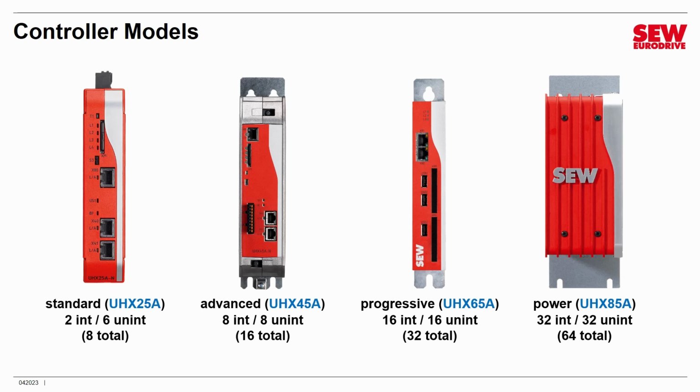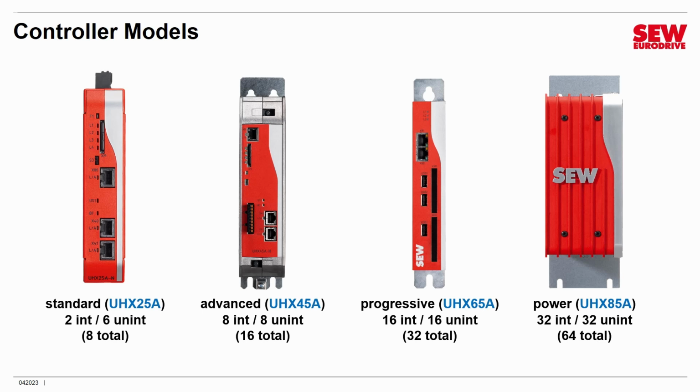So let's start on the left and work to the right in levels of increasing power. The controller standard is the simplest, the least expensive as well. It supports a total of 8 axes, of which 2 may be interpolated. The next one, the advanced, is a little more powerful. It can handle 16 axes total, of which 8 may be interpolated.